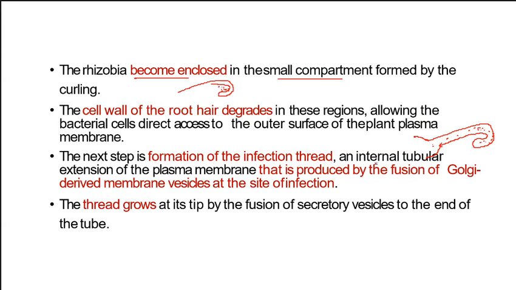How do they reach downward? By the fusion with the several Golgi vesicles near the site of the infection. Now the thread grows at its tip by the fusion of secretory vesicles to the end of the tube. It reaches the end of the tube and reaches ultimately to where? To the cortical cells.